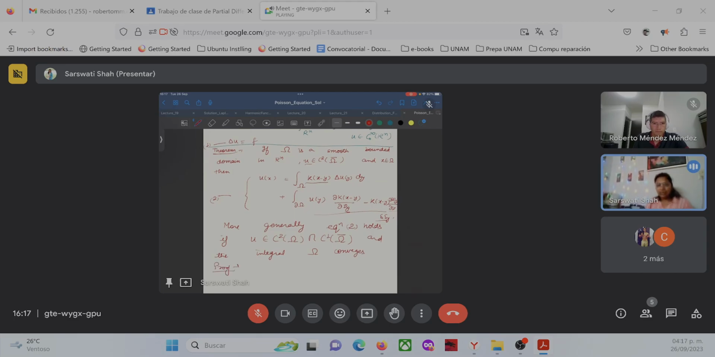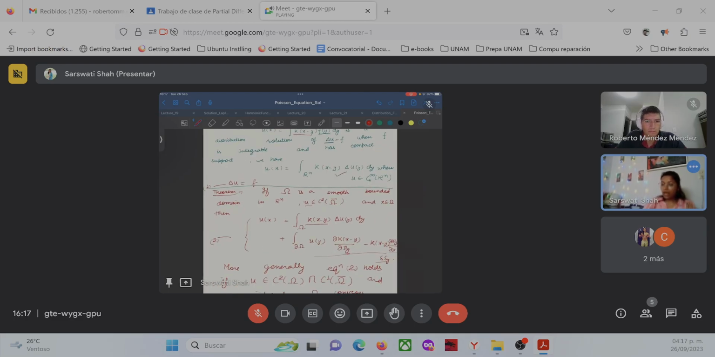The proof is written in your notes. You just need to apply Green's second identity on this function, which is defined in omega. When you use Green's second identity, it will simply reduce to this identity, and then you will take a ball and apply it. Just go through the theorem.